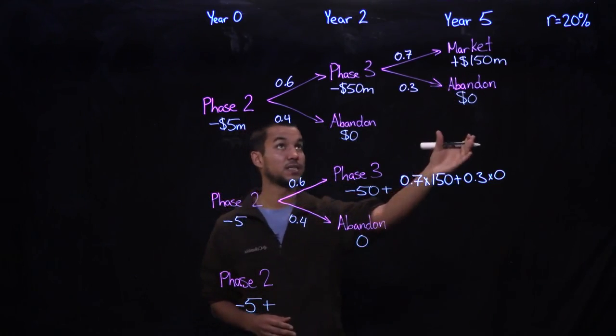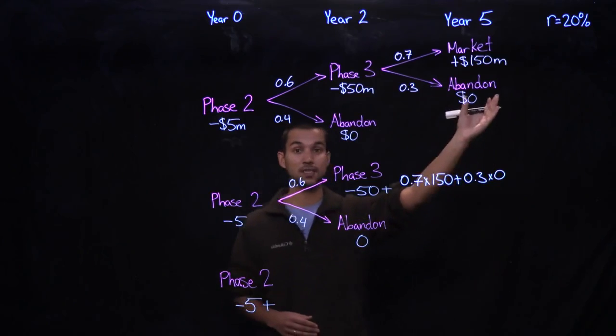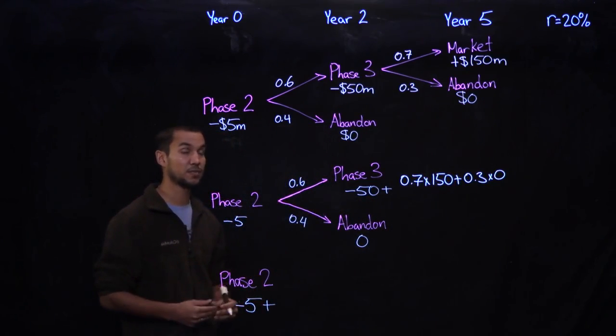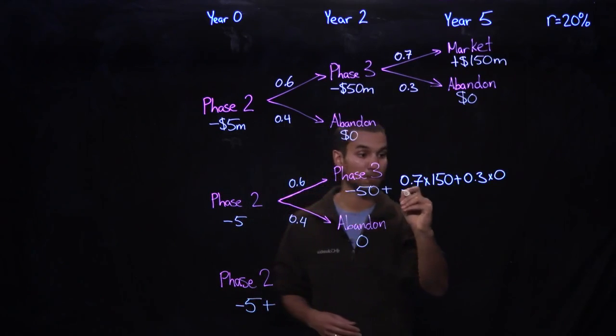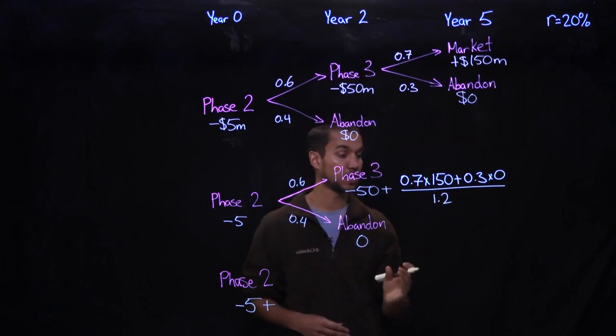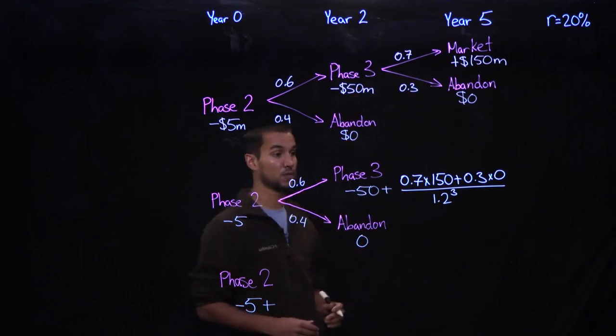The next step is to discount it back to year 2. And we're told that our discount rate is 20% per year. And so we want to divide these expected cash flows by 1.2 to the 3. Again, we have a 20% discount rate, and we're discounting 3 years back to year 2.